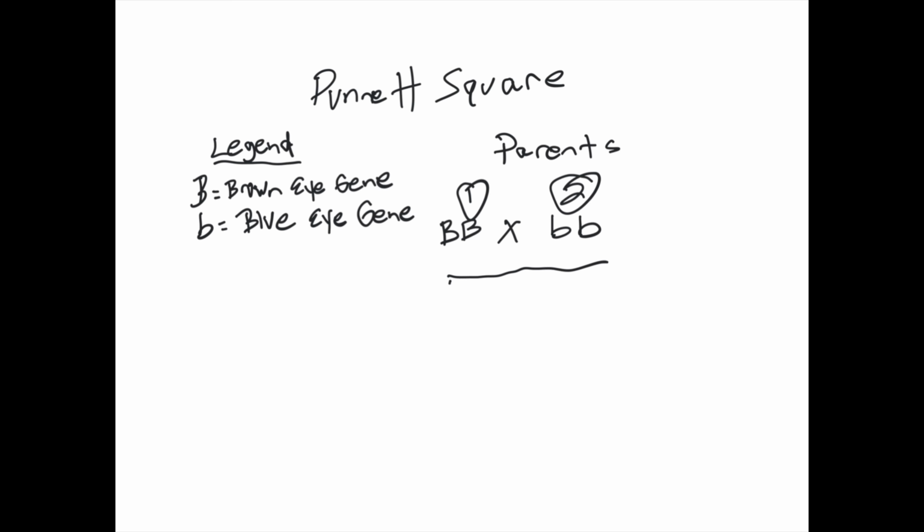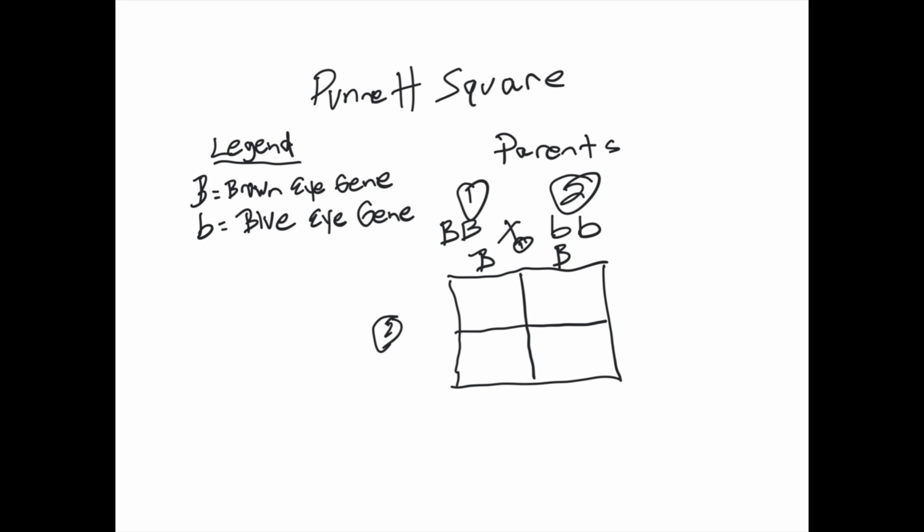Let's do our Punnett Square. Step number one, parent number one, the genotype goes at the very top of the Punnett Square. Capital B, capital B. Put a number one to represent parent number one. Parent number two goes on the left-hand side, and these are actually called the axes of the Punnett Square: lowercase b, lowercase b. Offspring number one: parent one gives a capital B in the egg. Parent two gives a lowercase b in the sperm.